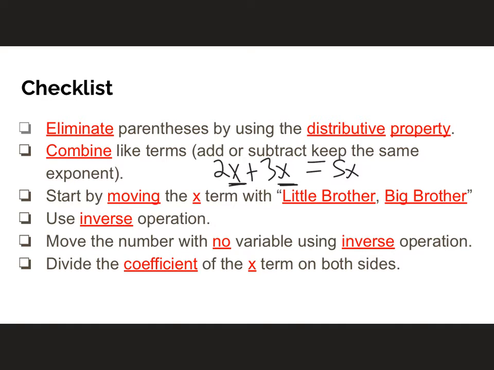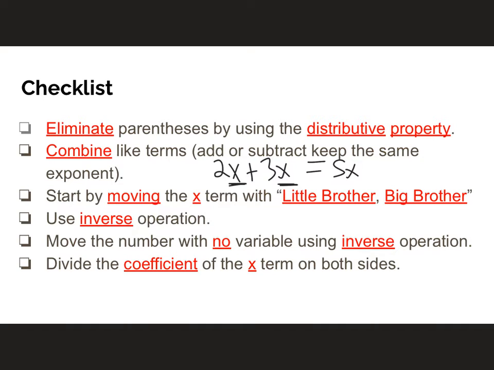Once you've combined your like terms, you need to start by moving the x term with the little brother, big brother process. What we mean by that is, let's take a look at our 2x and our 3x. Little brother is simply a smaller x value. So the 2 is a smaller x value than the 3. So we would say 2x is little brother, 3x is big brother. That's an example of that. The way you will move it is by using inverse operations. Remember, we'll be moving across the equal sign, meaning you're going to have to do the opposite operation of what is happening already.